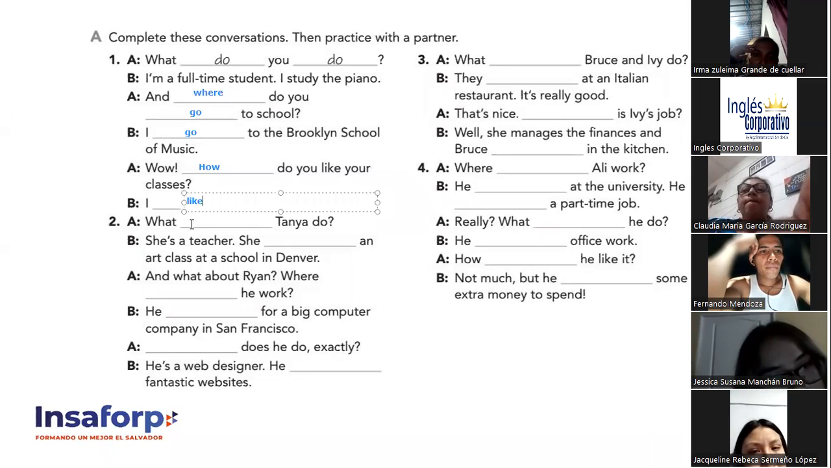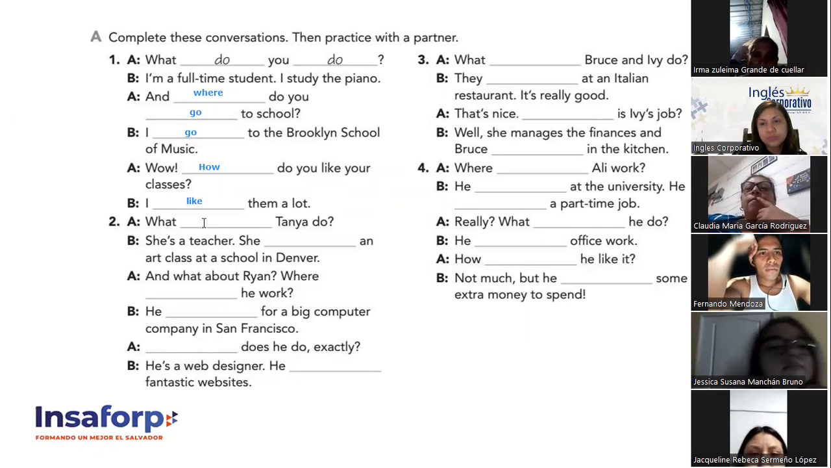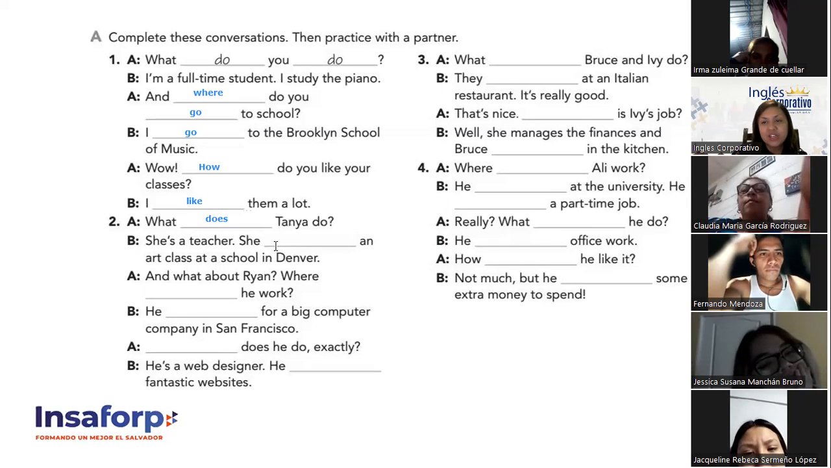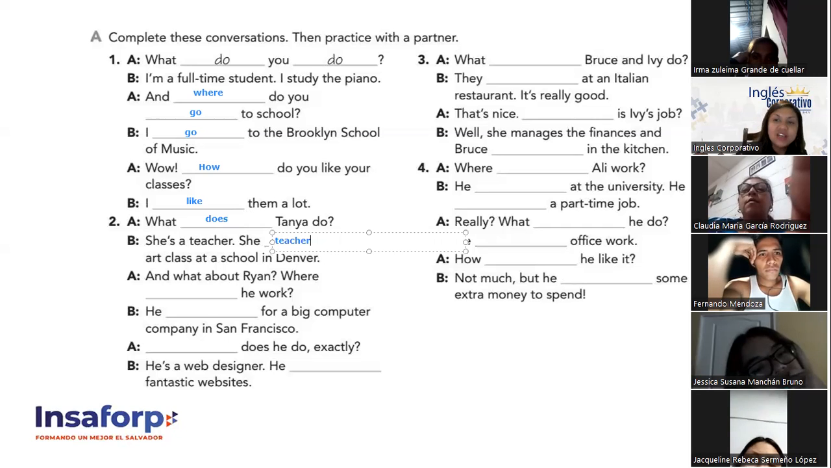Okay, conversation number two. Tania is third person singular. So the auxiliary is? What does Tania do? She's a teacher. If she is a teacher, what does she do? She teaches another class at a school in Denver.